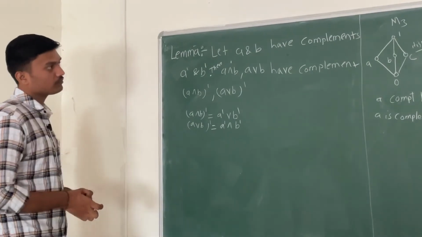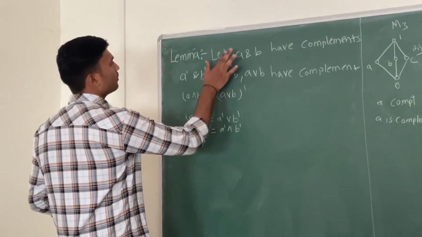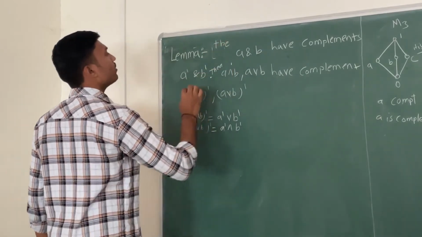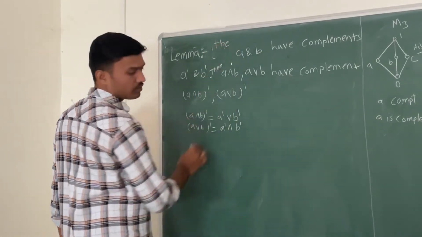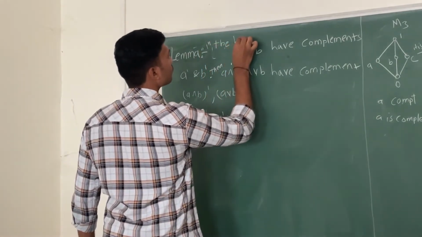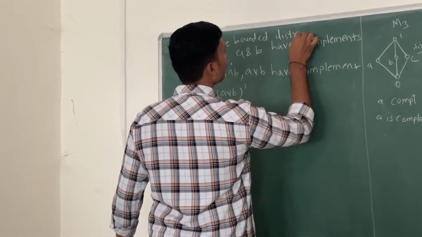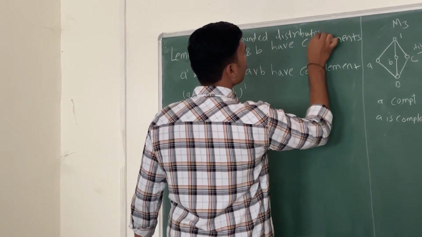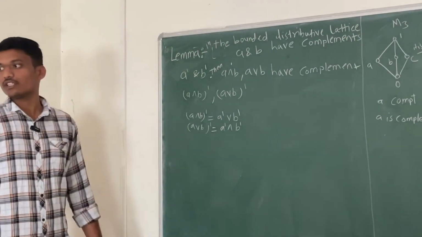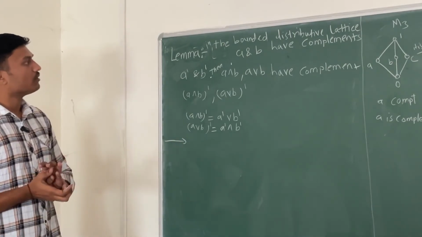So it is just like De Morgan law. This is true in bounded distributive lattice. Now we will go for proof of this De Morgan's law.